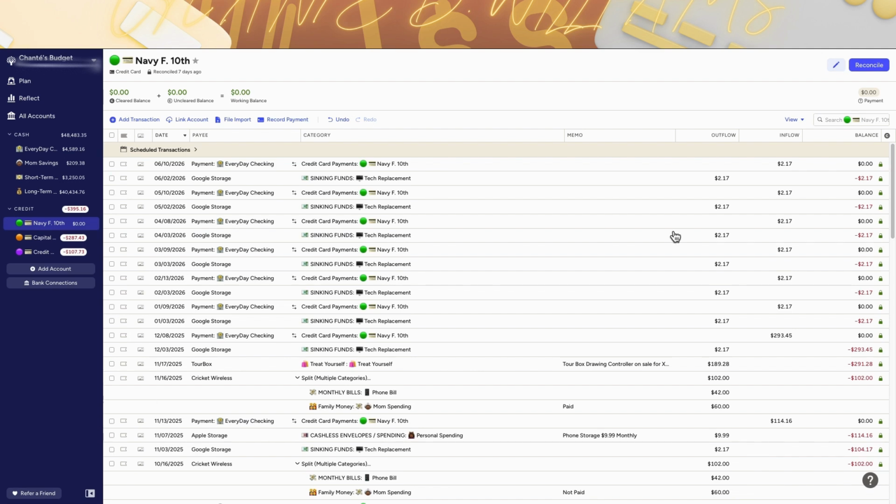So I want to use this card more because I get better cash back than I do on this purple card, but nothing has come out. It's $0. I'm gonna reconcile it. Then my next few accounts are my savings accounts and my checking account.